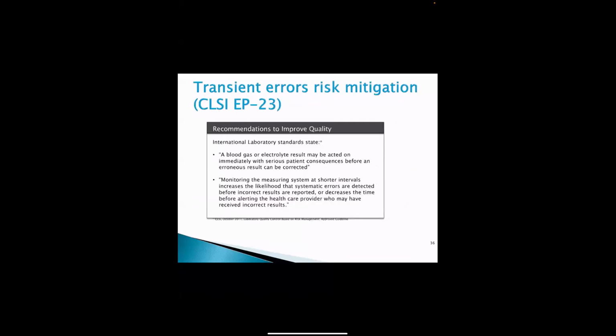So how to solve this problem and what is the solution? Regulatory agencies such as CLSI offer guidelines for reducing the error, and you can check the document on the CLSI website.